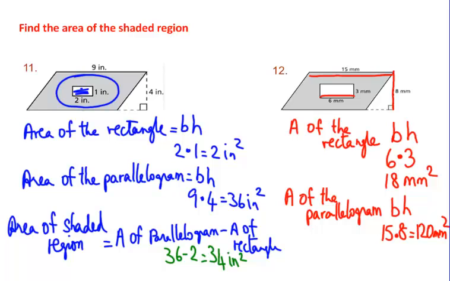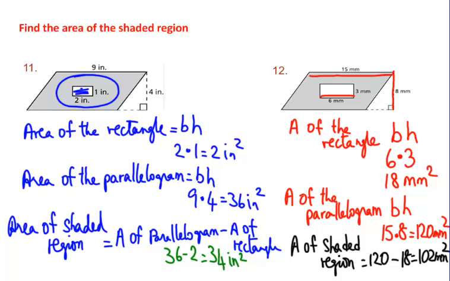Let's go ahead and figure out the area of the shaded region. So area of shaded region, just like before, is the area of the parallelogram, take away the area of the rectangle, which is 120. Take away the 18, and we end up with 102 millimeter square.